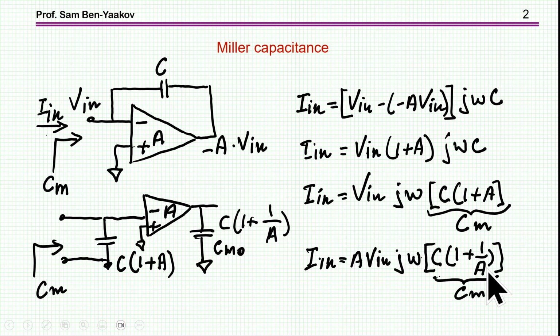Obviously if A, the gain, is large, then it becomes the same value as the original capacitance. This can be explained very simply by the fact that if the gain is high and you have a certain voltage here, the voltage here is small. So basically the capacitor is exposed to the full voltage and the correction here is small.